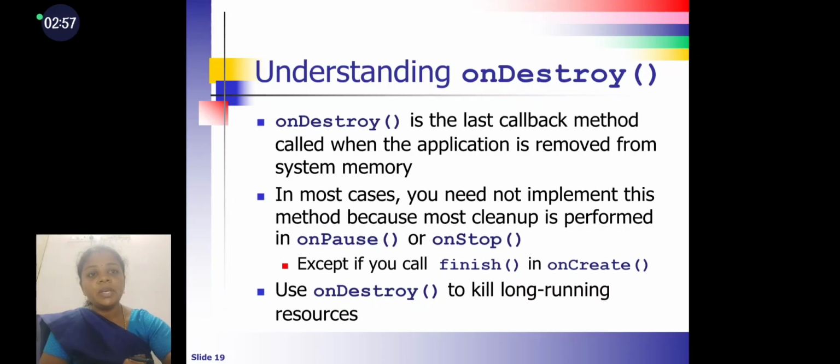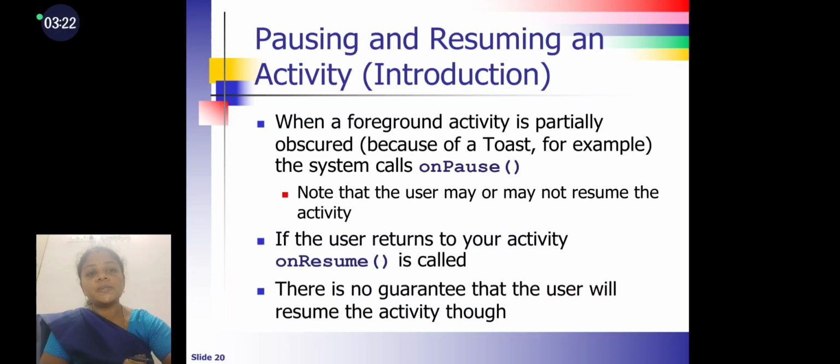onDestroy is the last callback method, called when the application is removed from system memory. In most cases we don't need to implement this method because most cleanup is performed in onPause or onStop, except if we call finish in onCreate. We can use onDestroy to kill long-running resources.